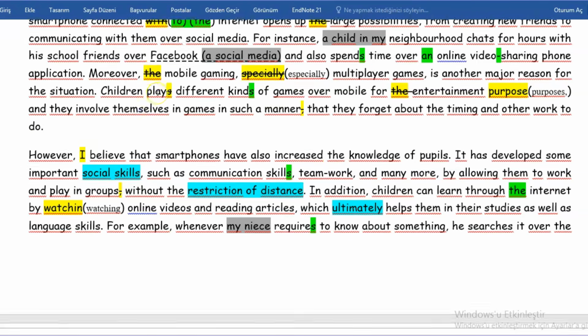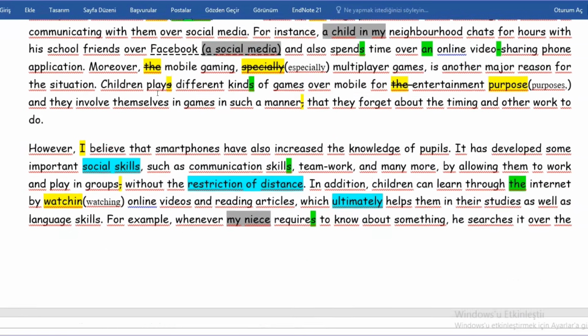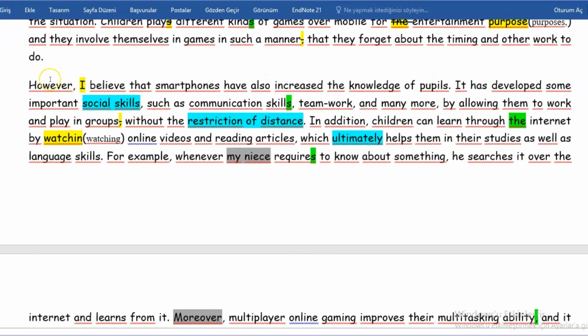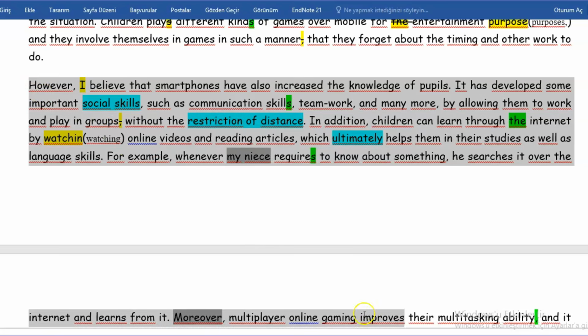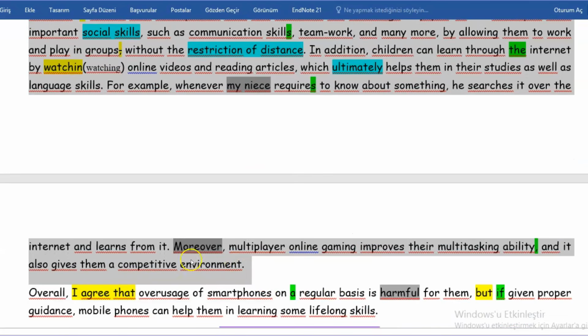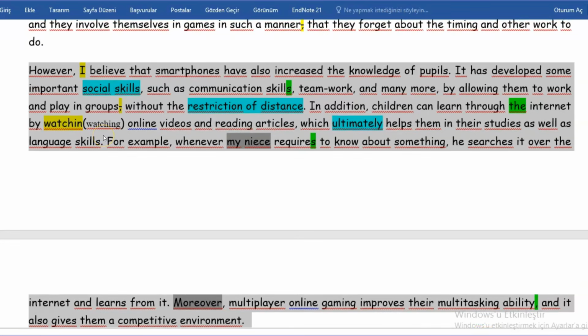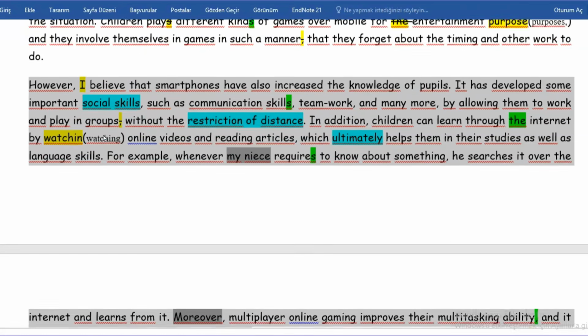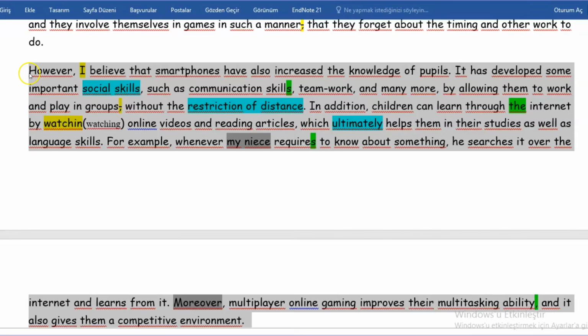Okay, and then, however, on the other hand, I believe that smartphones have also increased the knowledge of pupils. The candidate provides in this paragraph why this has some positive impact, why this is something positive, a positive development.